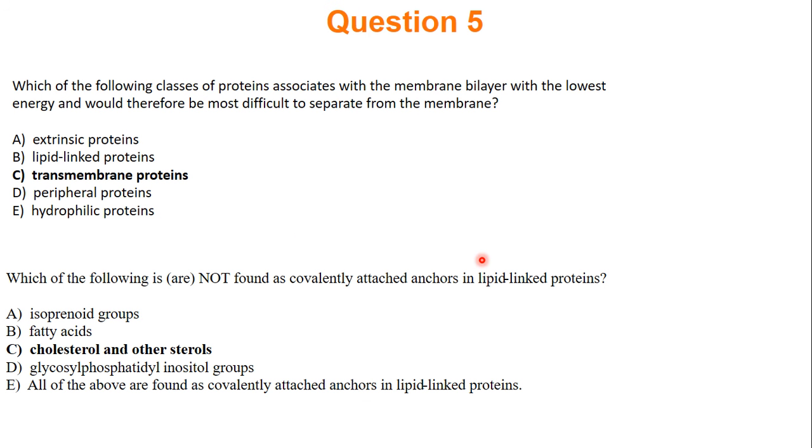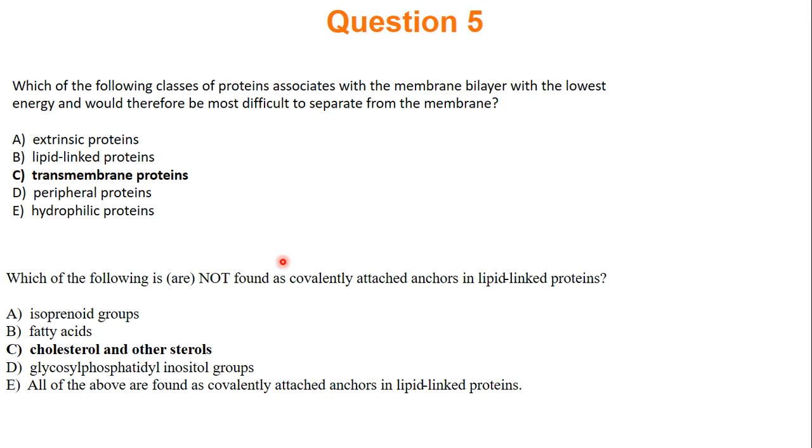Question 5 is again another one of those few questions. Really ask yourself, did I understand what I was going through? What was going on in the lecture videos? Which of the following classes of proteins will associate with the membrane bilayer with the lowest energy and therefore most difficult to separate? Transmembrane, they go through the membrane, they cannot be removed from the membrane, they're always a part of it. So that's why it's C.